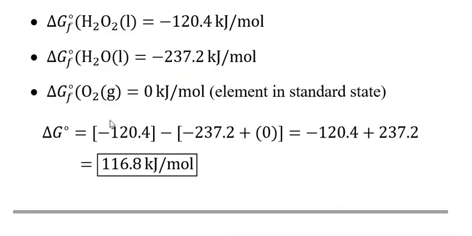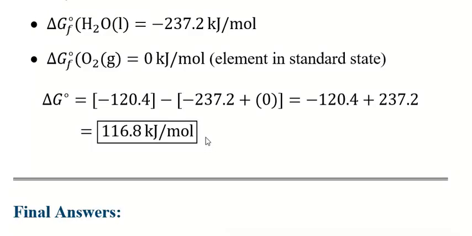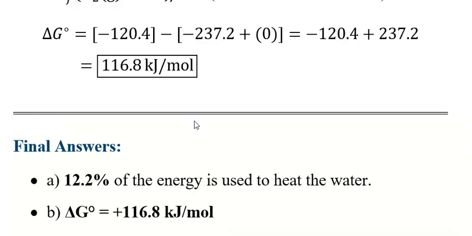Okay, next apply this formula and put in the values of the Gibbs free energies. First of all, minus 120.4 kilojoule per mole, that is the hydrogen peroxide, minus the Gibbs free energy of the reactants, that's the water plus the oxygen. The answer will be 116.8 kilojoule per mole. The change in free energy of the reaction is 116.8 kilojoule per mole. That's the answer. Hope you got all the points related to this numerical, very easy numerical.